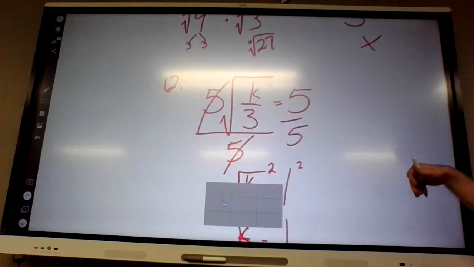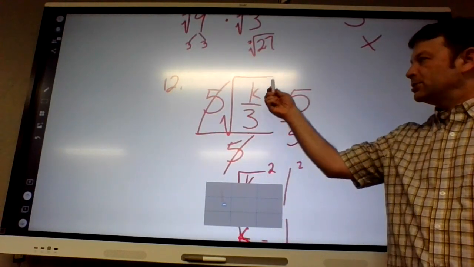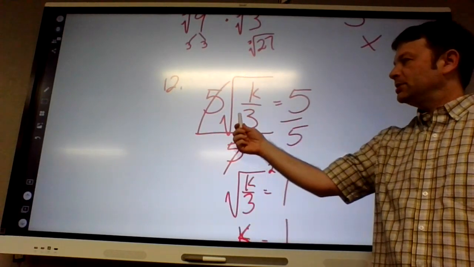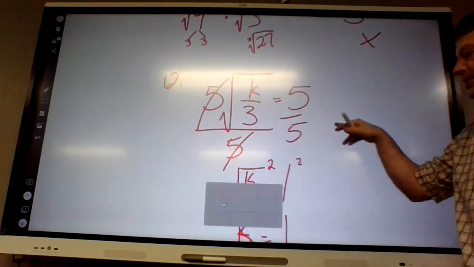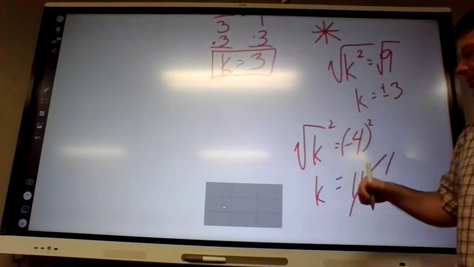But if we plug 3 in, 3 divided by 3 is 1. Square root of 1 is 1. Times 5 is 5. So that does actually work. No problem.